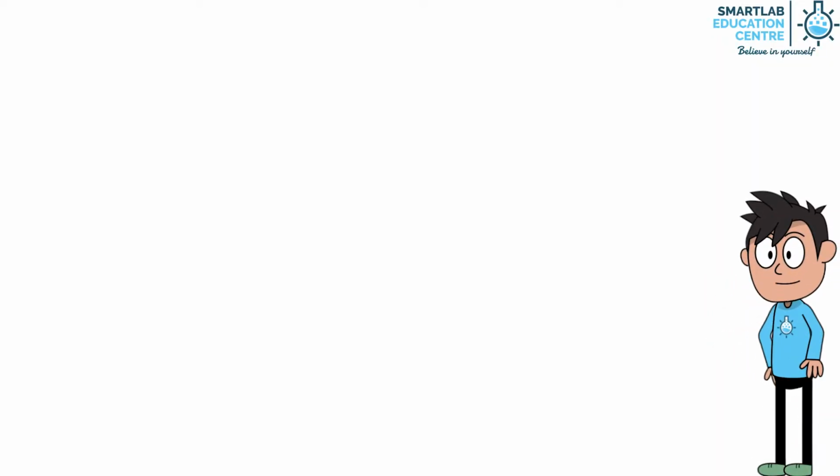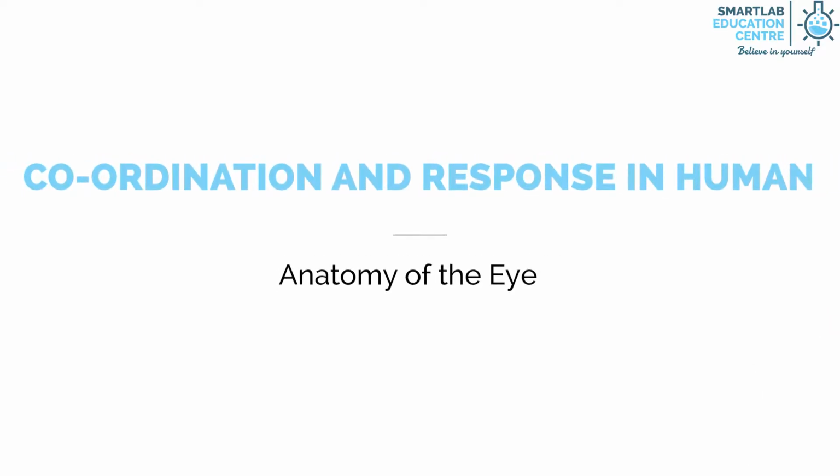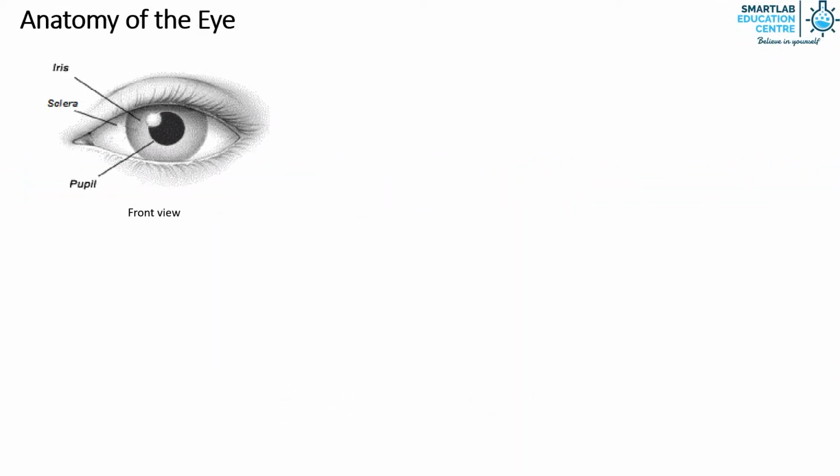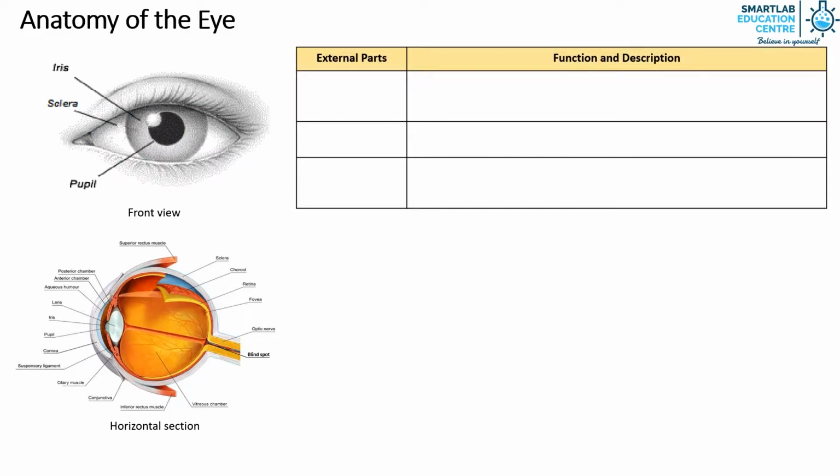Welcome back everyone. Today we learn about the anatomy of the eye. This is the front view of the eye. And this is the horizontal section of the eye. Firstly, we will look at the structures of the external parts of the eye.